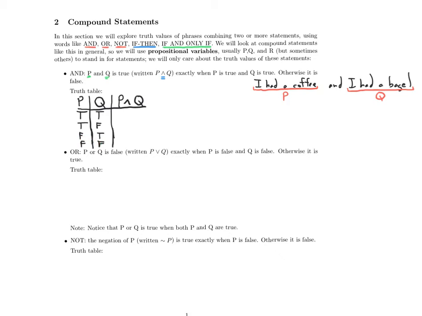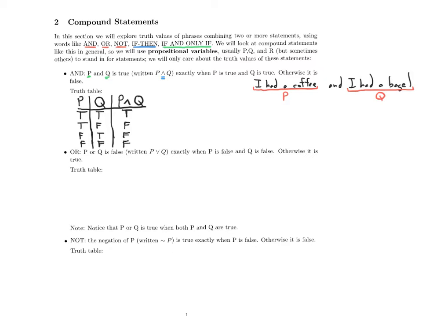And of course, well, this statement here, I had a coffee and I had a bagel, is only true if both of these are true. Otherwise, I'd be lying to you. So the only time an and statement is true is when both the parts are true. So P and Q is true when both P and Q are true, and false otherwise. So that's how ands work.